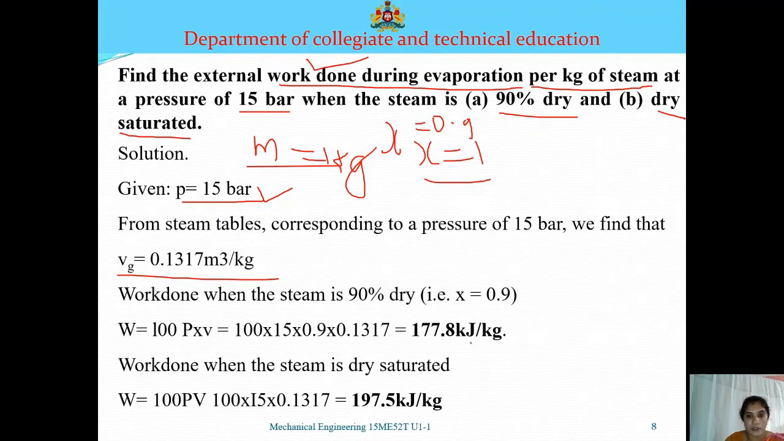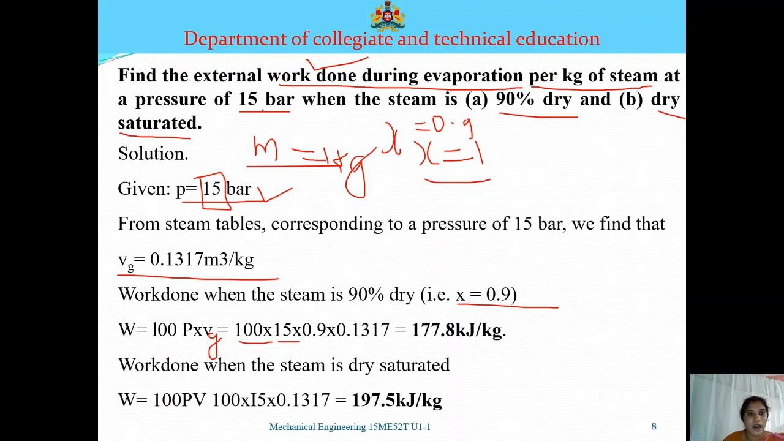Okay. So what have they given? They have given the condition as wet steam. So what is the formula for wet steam? We have W equal to 100 into P into X into Vg. So it's 100 into P into X into Vg. The pressure is given as 15 bar, so I'll write it as 15. For the dryness fraction, the value of X is 0.9, and the value of Vg is 0.1317.